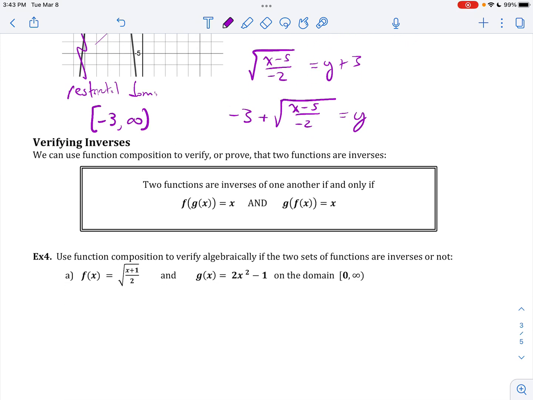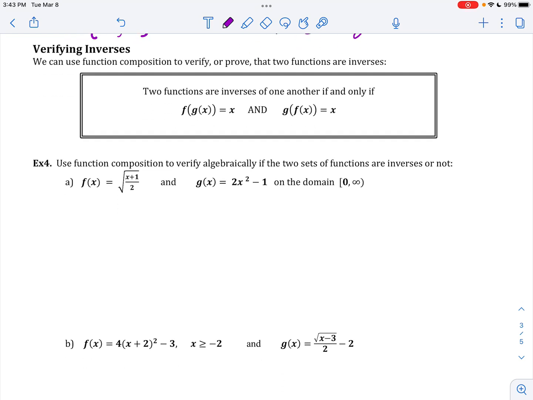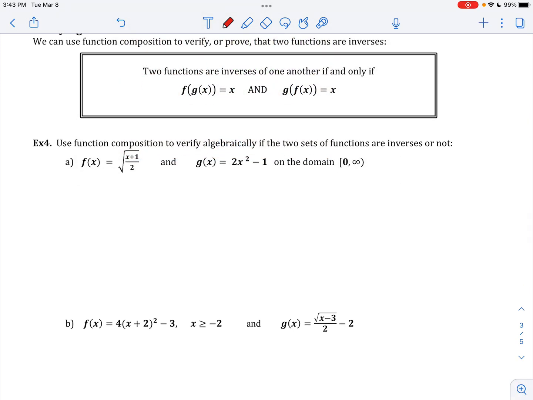Okay, verifying inverses. We started doing this in the log unit. It's just that f of g of x and g of f of x have to both be x. They're going to give you some functions and you have to figure out if they're inverses by doing it that way. It's not okay to take this one, switch x and y, solve for y, and see if it turns out to be this. That's not what's intended here. You have to actually plug them into each other. So f of g of x here is the f structure, but I'm going to plug g into it. So it's the square root of 2x squared minus 1.